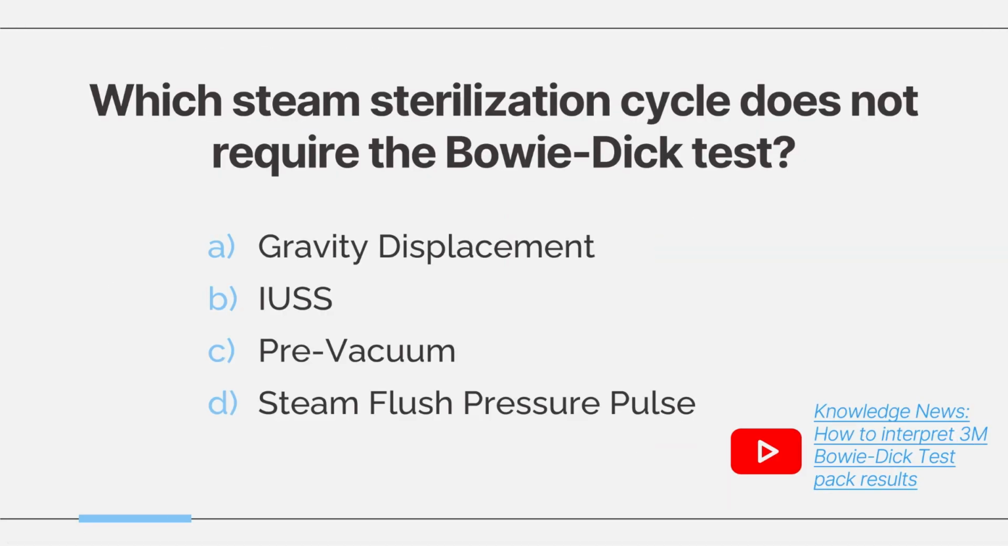So which steam sterilization cycle does not require the Bowie-Dick test? It is actually both gravity displacement and steam flush pressure pulse. For gravity displacement, the gravity cycle removes air by displacement. So it uses steam pressure to push air out, not vacuum. Since it does not rely on a vacuum system, there's no need to test the vacuum efficiency or its air removal performance, which is what the Bowie-Dick test does.